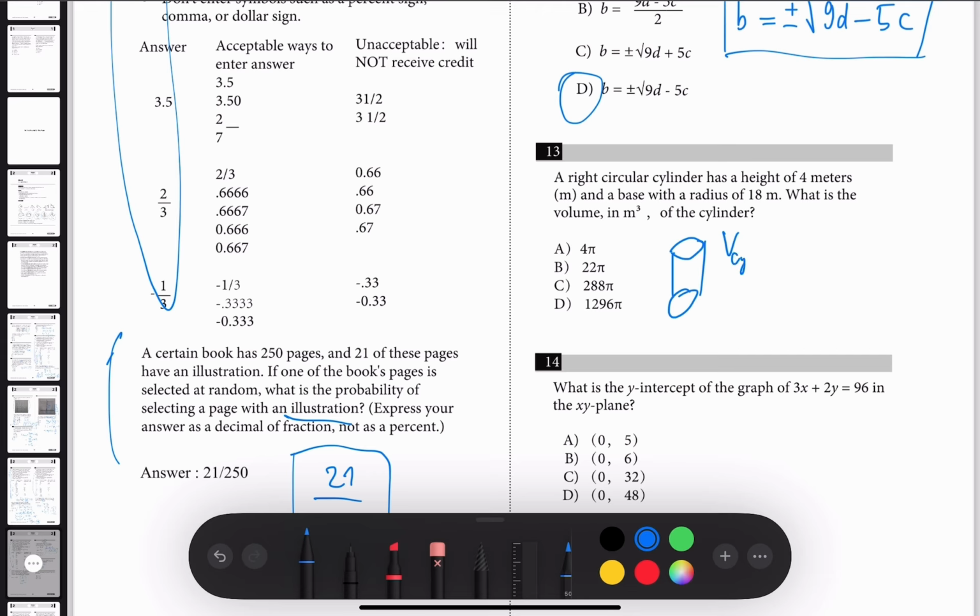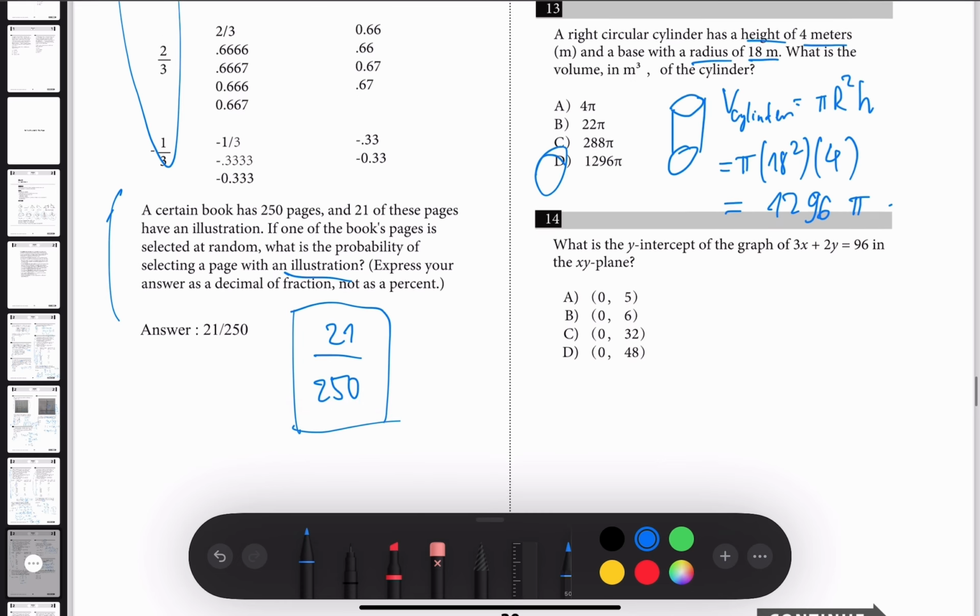The volume of the cylinder will equal the area of the circle, which is pi radius squared, multiplied by the height of the cylinder. So you just do basic substitution. The radius is 18, so 18 squared, and then h is 4 meters, and it will give you the answer 1296 pi. So it is D.